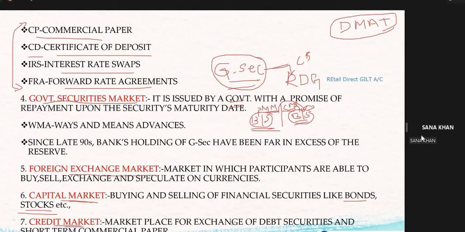Then the credit market. Credit market is the marketplace for exchange of debt securities and short-term commercial papers, like treasury bills and commercial papers. All that comes under the credit market, where you are looking for credit. So what are debt securities? You are not the owner of the company. You are just lending money to the company. Suppose you have subscribed for 100 debentures in the company.